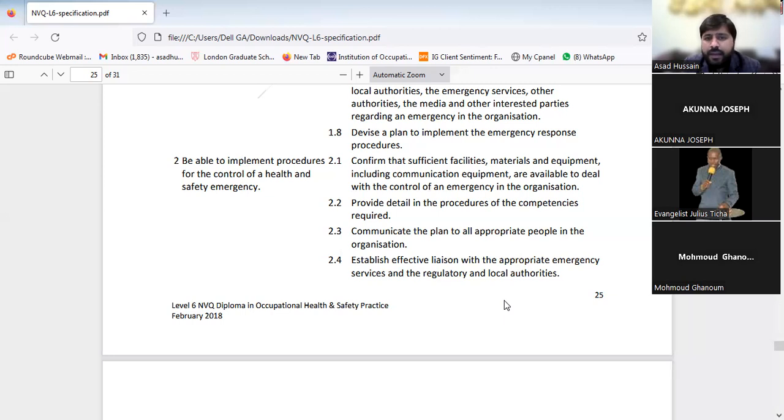Okay, 2.2, provide details in the procedures of the competencies required. With respect to your organization and your workplace, you have to explain the procedures you have developed for coping with an emergency situation, and what competencies in the workforce are required to tackle any emergency situation. In this regard, you have to explain the competencies needed to use those procedures in your workplace. For this purpose, emergency response procedures must include competencies. A training matrix can be used for evidence.